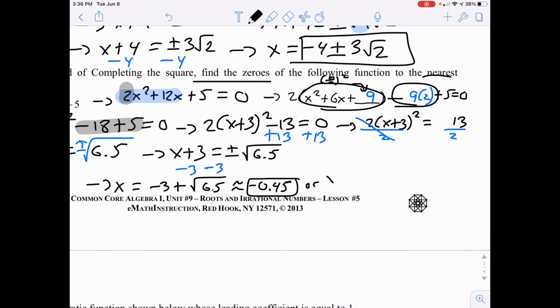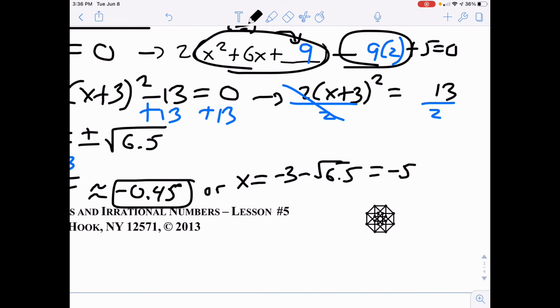Or x is equal to negative 3 minus the square root of 6.5. Right? That's the other solution. Put that in your calculator as well. Negative 3 minus the square root of 6.5 is approximately negative 5.55.